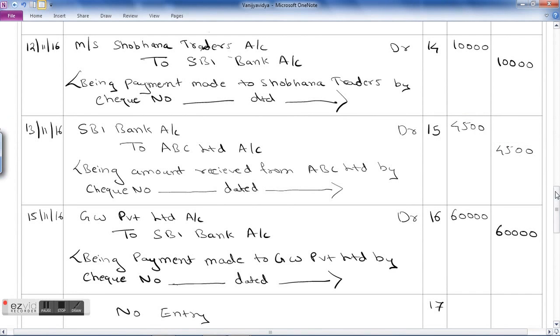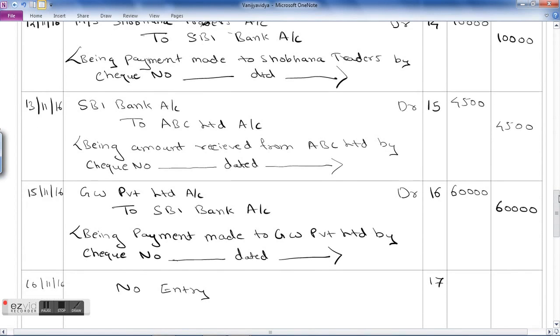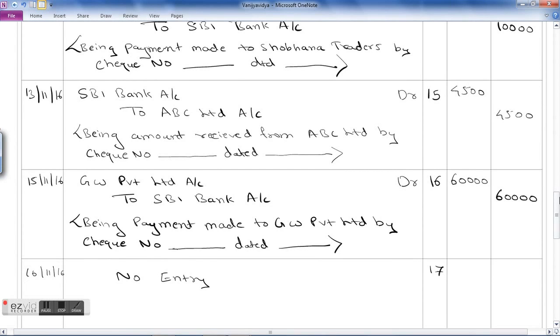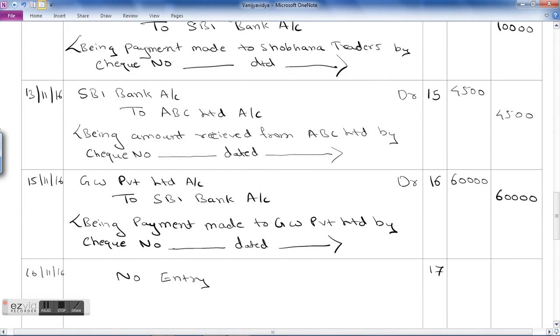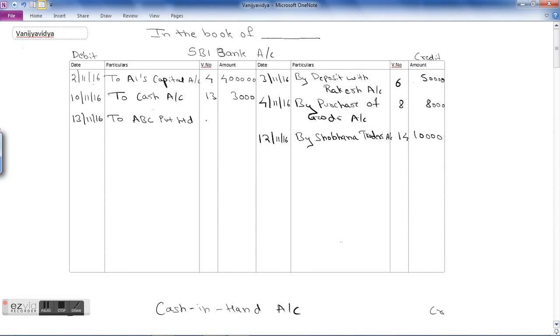Next entry is SBI bank account debit to ABC limited account. Okay, transaction number is 15, amount is 4500, and the date is 13 November 2016. So SBI bank account is debited 13/11/2016 to ABC private limited account. Okay, what is the amount? 4500, voucher number is 15.